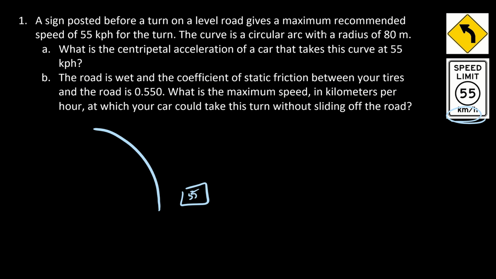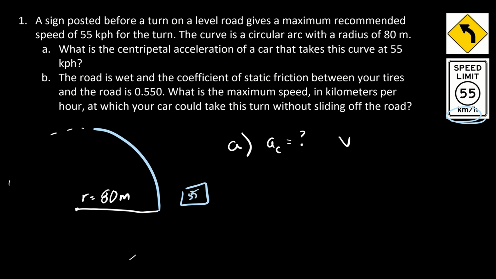We are told that if this turn was extended into a complete circle, the radius of that circle would be 80 meters. So that's going to be our R value. And in part A, what we're asked to do is determine what the centripetal acceleration is. So we want to find AC if a car takes the curve at 55 kilometers per hour.